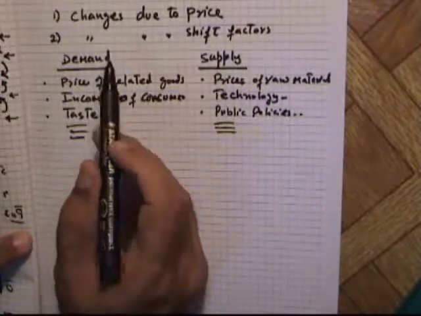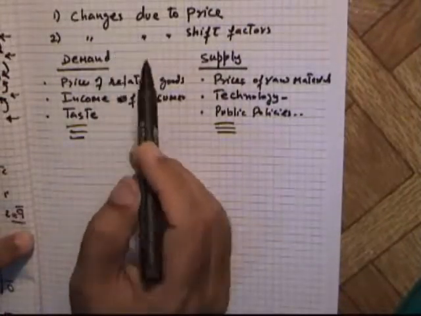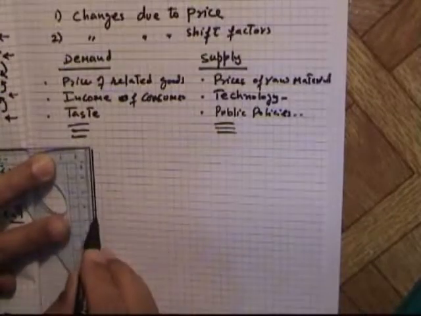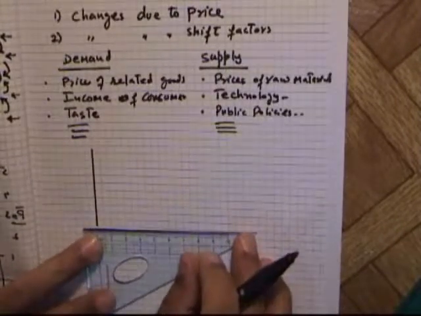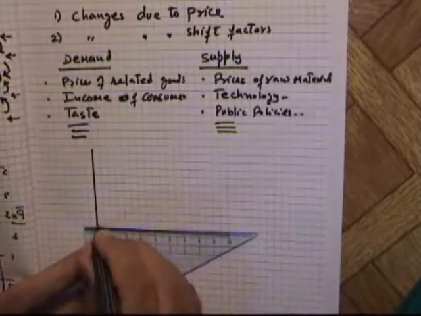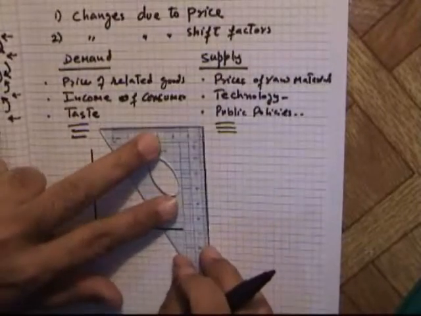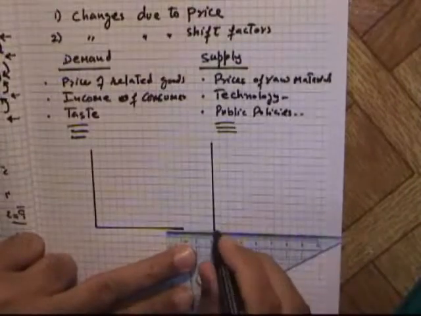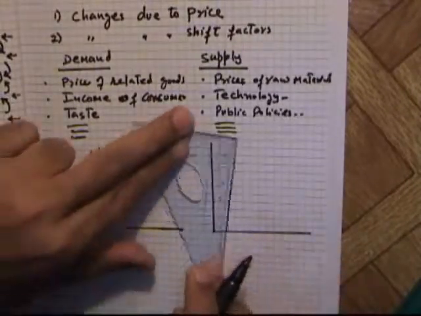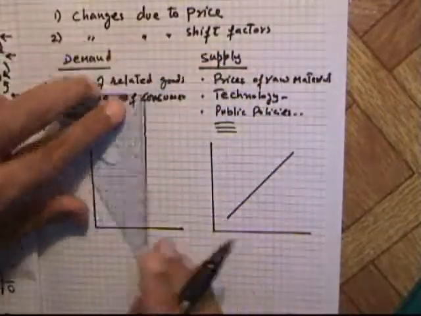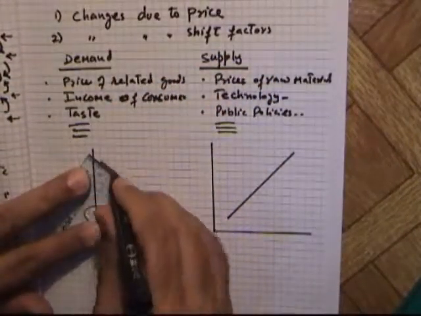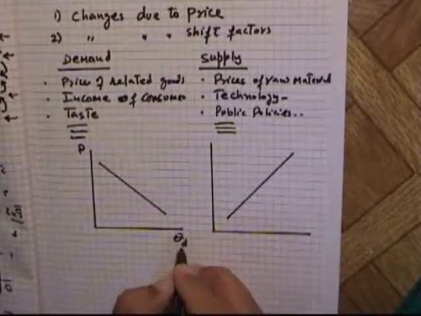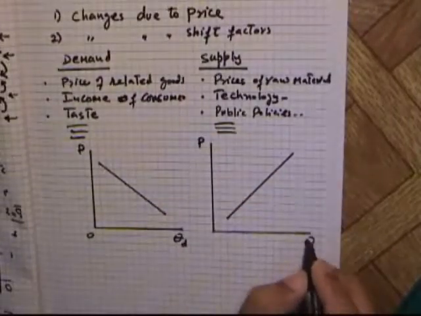First of all, let me explain the changes in demand and supply due to price. Suppose we have a demand curve and a supply curve. This is the supply curve, and here I am going to draw the demand curve. So prices and quantity demanded and prices and quantity supplied.